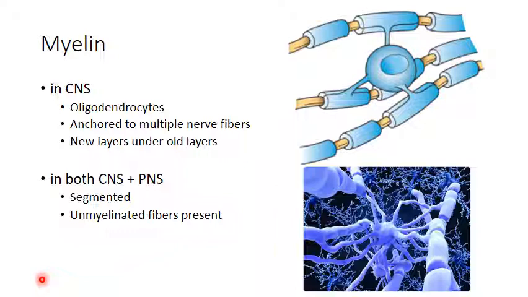In both the central nervous system and the peripheral nervous system, myelin is segmented, which means, I don't know if you've noticed this before, but we have a region of myelin and then a region with no myelin. Myelin, no myelin, myelin, no myelin, right? So in between each of these myelin sheaths, we are going to have a segment that is unmyelinated. Those segments, so this segment is called a node of Ranvier.